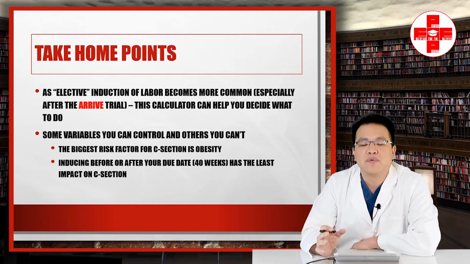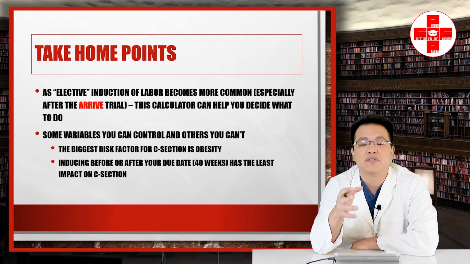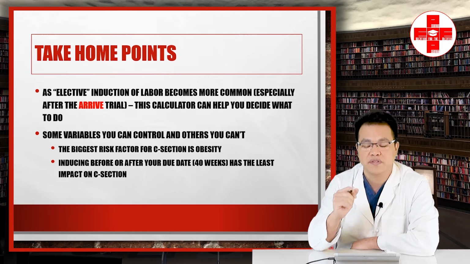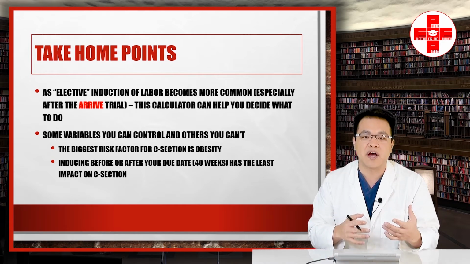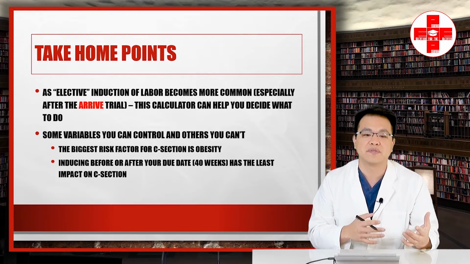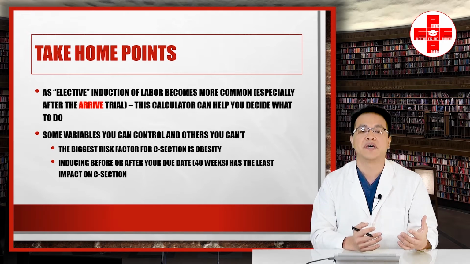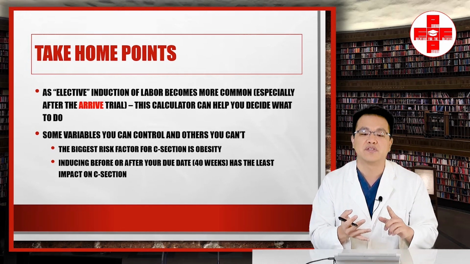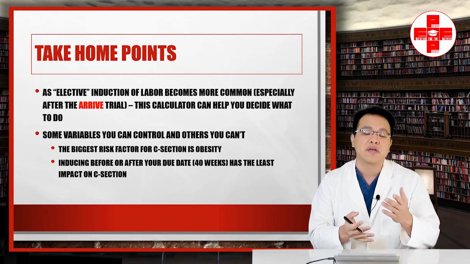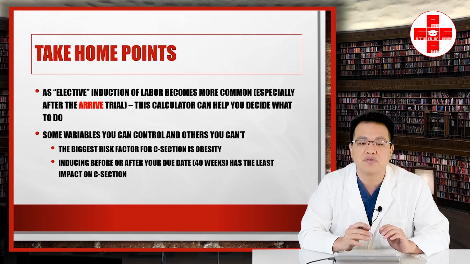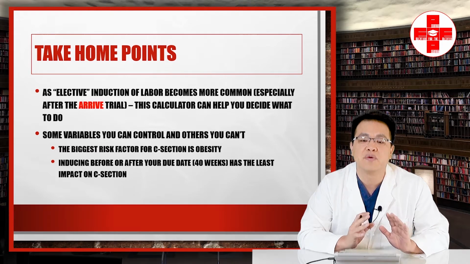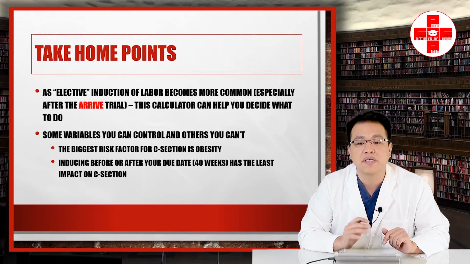So some variables in this calculator you can control. Some of them are fixed. Some of them make a big difference, like your weight gain, your obesity, your BMI. And some of them don't make a big difference, deciding whether to induce before or after 40 weeks of gestation, for example. Induction is getting more and more common, whether it's because patients are more accustomed to interventions, or because they want to avoid a stillbirth, or they just don't want to be pregnant anymore, or they see things like the ARRIVE trial demonstrating a lower risk of C-section with induction of labor at 39 weeks instead of waiting.